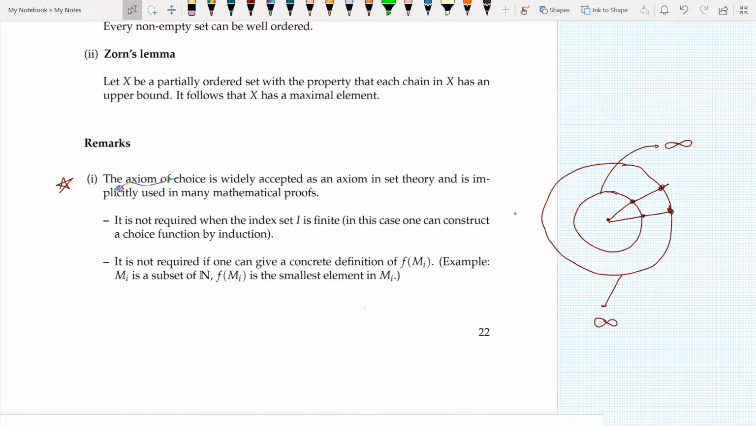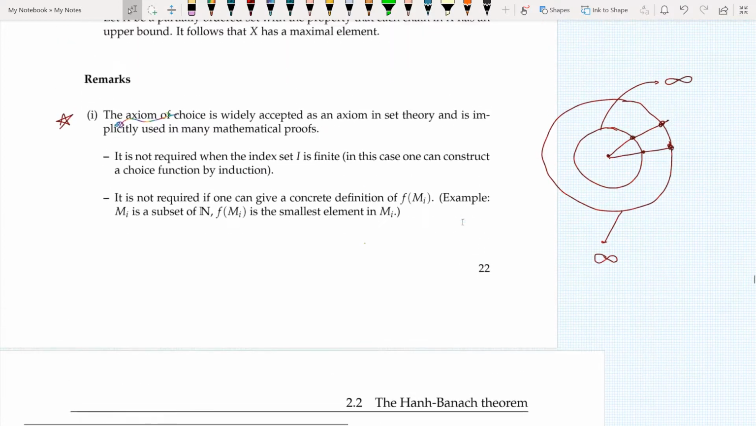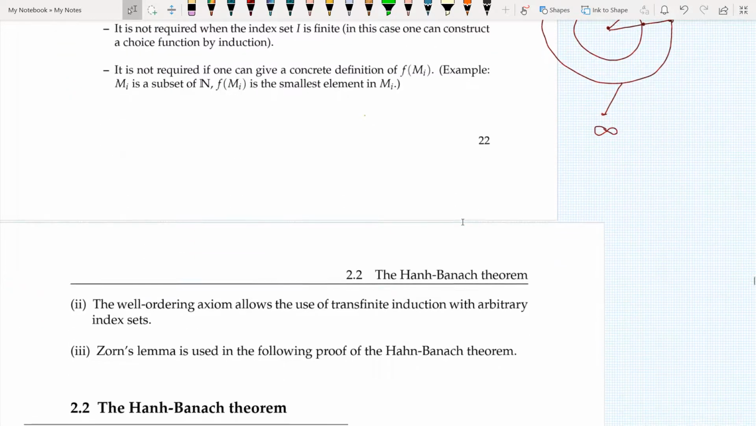Basically the axiom of choice is not restricted to countable infinities or finite sets, because if we have a finite set, then we can use induction to prove our hypothesis. So the axiom of choice is applicable for uncountable infinities also, which gives it the real power that we would use in proving the Hahn-Banach theorem.